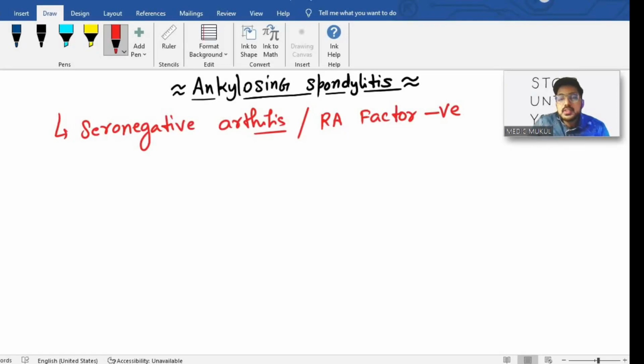Hello everyone, let's discuss the new topic today, that is ankylosing spondylitis. Ankylosing spondylitis is a seronegative arthritis. Why? Because it is rheumatoid factor negative, but it is HLA-B27 positive.